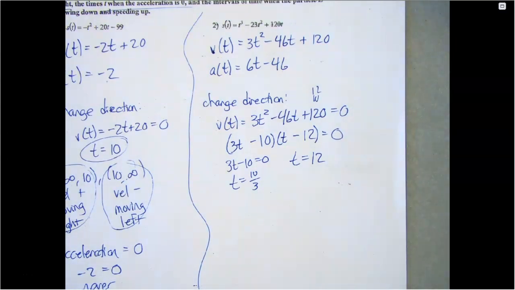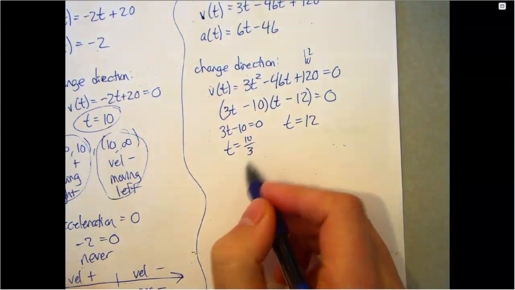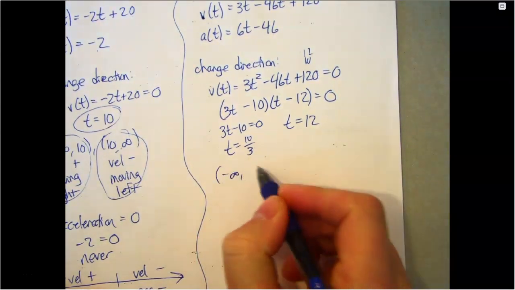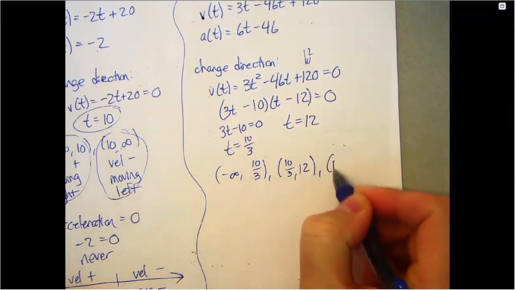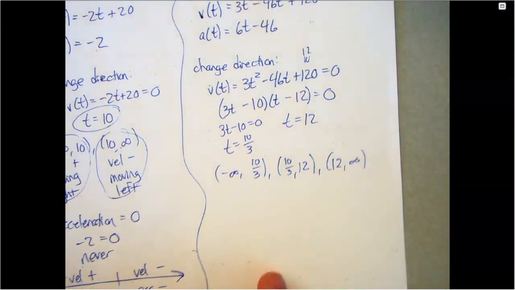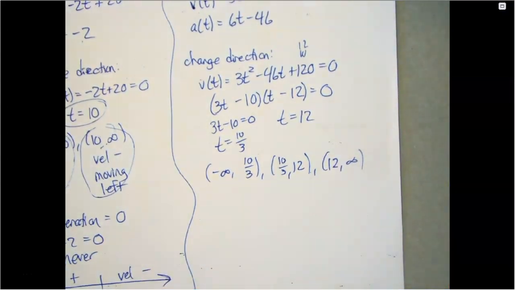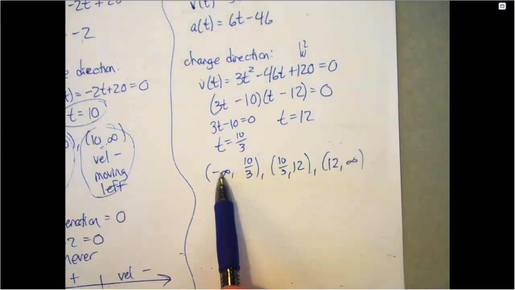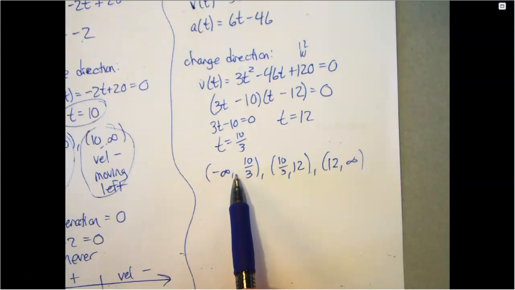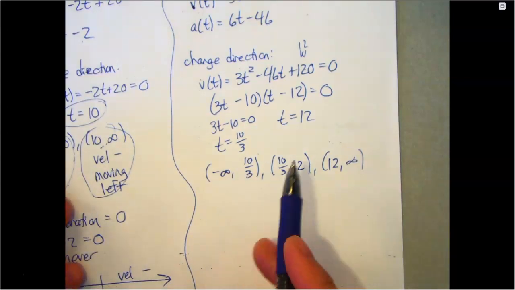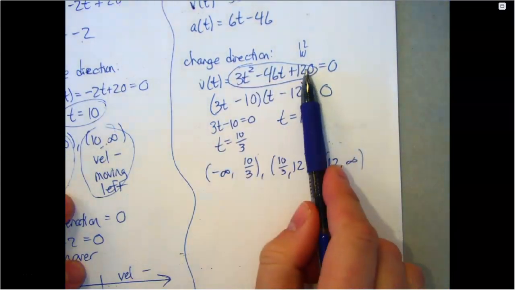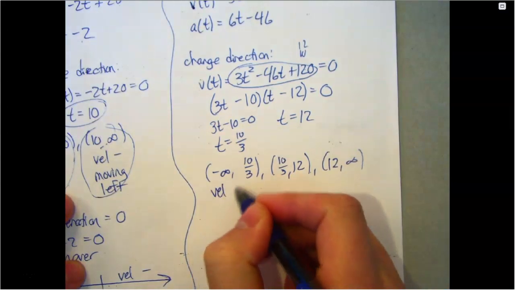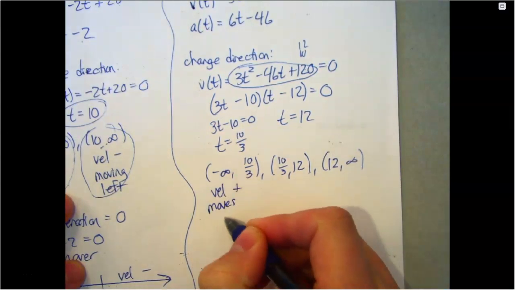Okay, so I've got to check my number line. I'm going to go negative infinity to 10 thirds, 10 thirds to 12, and 12 to infinity. You don't have to work with the 10 thirds, so it doesn't really matter. I need to pick a number smaller than 10 thirds, and that's easy, I can just choose 0. If I plug 0 into this form, which is easier, I get a positive number. So it moves to the right.